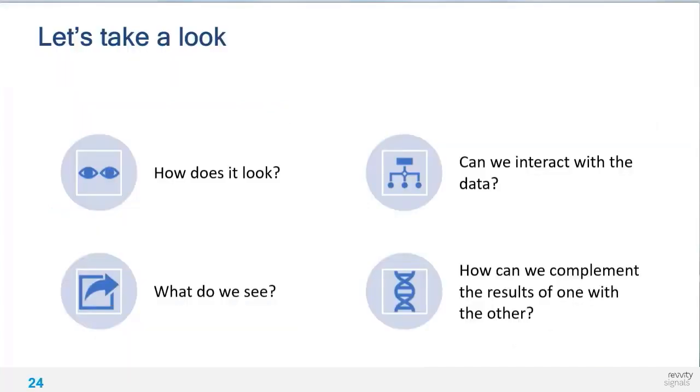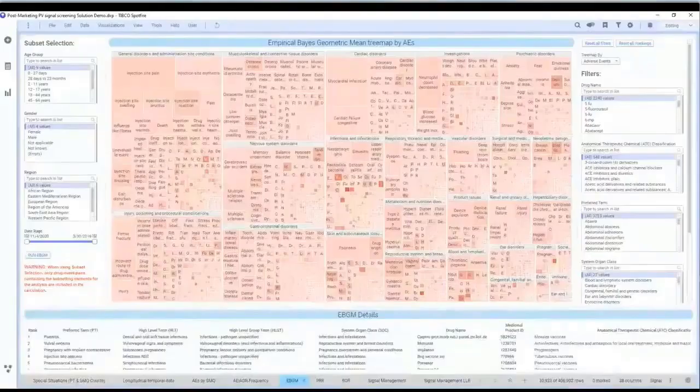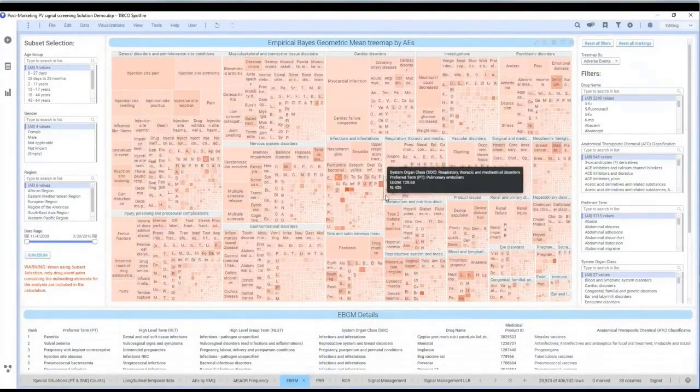Without further ado, let's take a look at our pharmacovigilance solution and see what it looks like. And let me share. Let's see, what does it look like? What can we see from this? And also, how can we interact with the data? So this is the data mining results using EBGM. This is just part of one page of our pharmacovigilance solution.